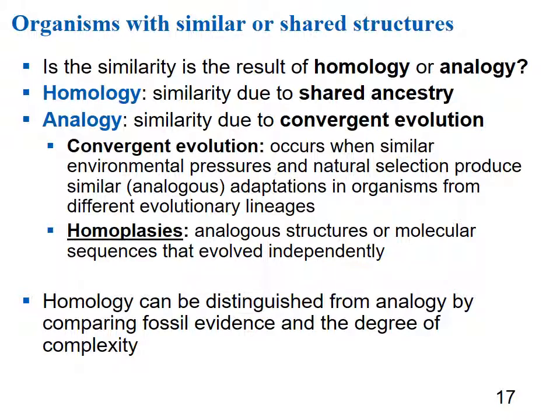Convergent evolution occurs when similar environmental pressures and natural selection produce similar structures or adaptations in organisms that are found in different evolutionary lineages. So we have the same kind of structure in organisms that are not closely related to each other. A homoplasy is an analogous structure or a molecular sequence that evolved independently. Homology can be distinguished from analogy by comparing the fossil evidence and the degree of complexity.